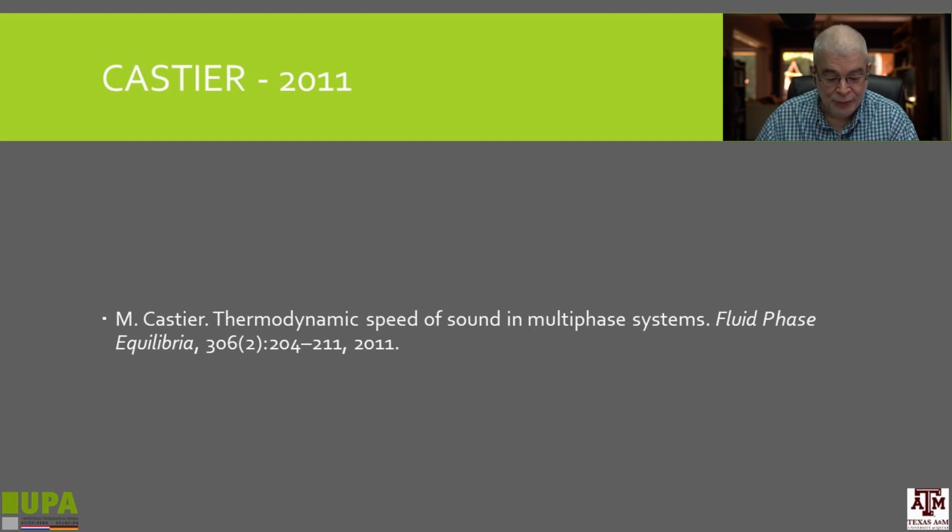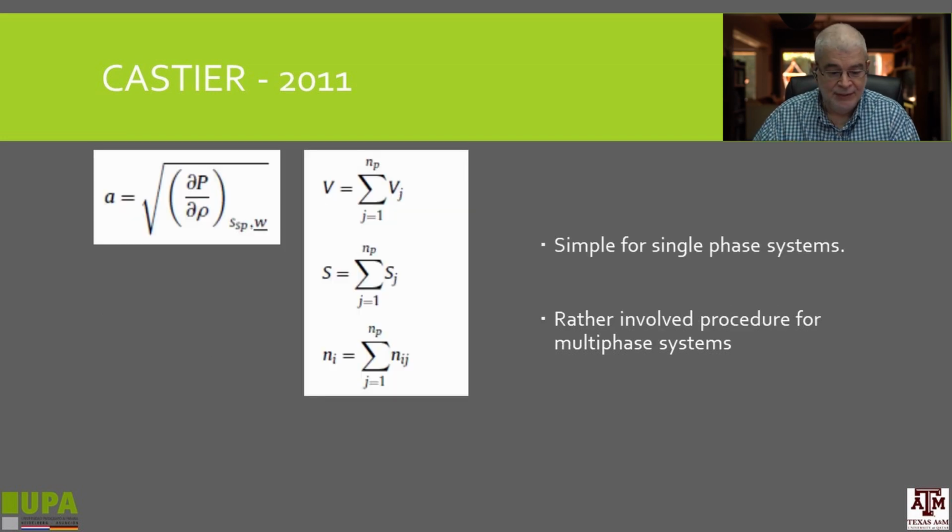So off we go, to calculate sound speed in multi-phase systems. In a single phase system, what you need to do is calculate the change of pressure with density at constant entropy. But in multi-phase systems, the volume is the summation of the phase volumes, the entropy is the summation of the phase entropies, and the amounts are the summation of the phase amounts. And this creates a huge chain of manipulations that you have to carry out in order to calculate these derivatives.